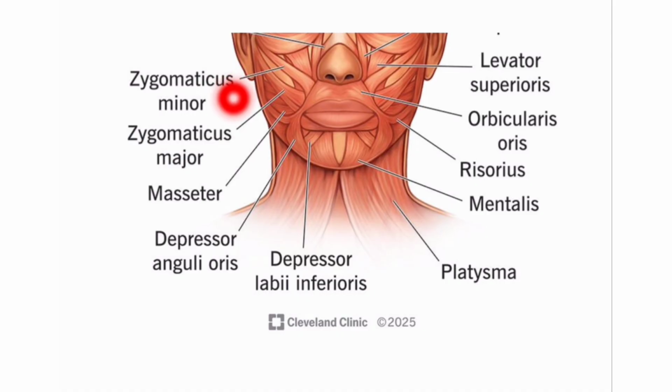So this is the zygomaticus major and minor, that are the cheek muscles, masseter muscle, depressor anguli oris, depressor labii inferioris, and mentalis muscle, risorius muscle, orbicularis oris muscle, and levator labii superioris muscle.